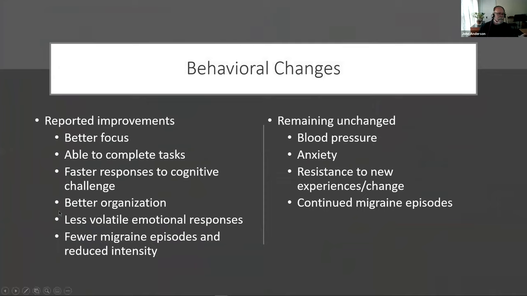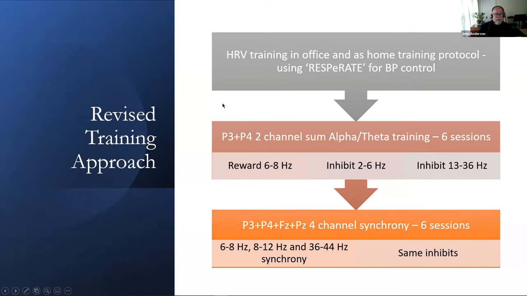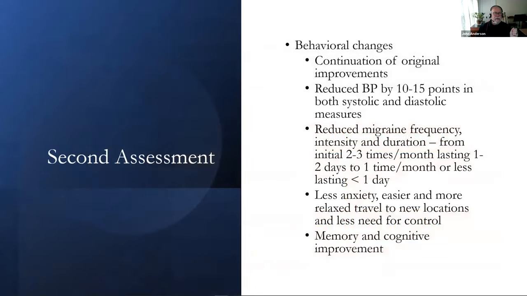He had better focus, better ability to complete tasks, better organization, less volatile emotion and responses, fewer migraines, but his blood pressure was still up. He still had a lot of anxiety, still had a lot of resistance to new experiences, and he was still having a lot of migraines, more than he wanted. So we changed the training. We included more HRV training. We'd already been doing heart rate variability training, but we increased that and sent him home with a home training device. We also did more alpha-theta training, which we hadn't done before. And we did a 4-channel synchrony training, because we wanted to increase that cross-frequency synchronization that we talked about earlier. So we rewarded an increase in that.